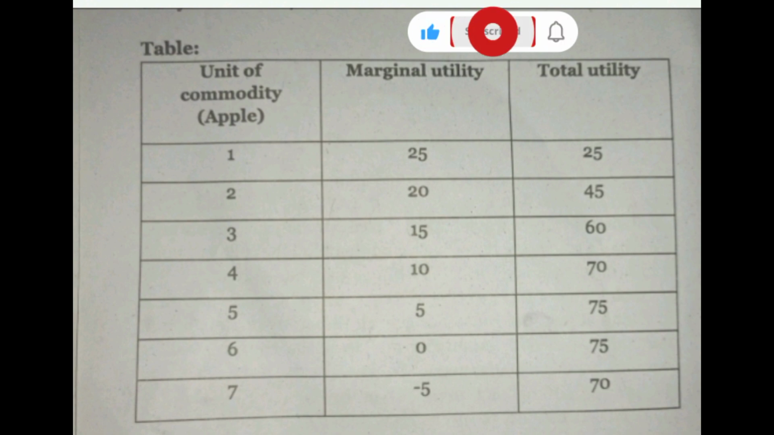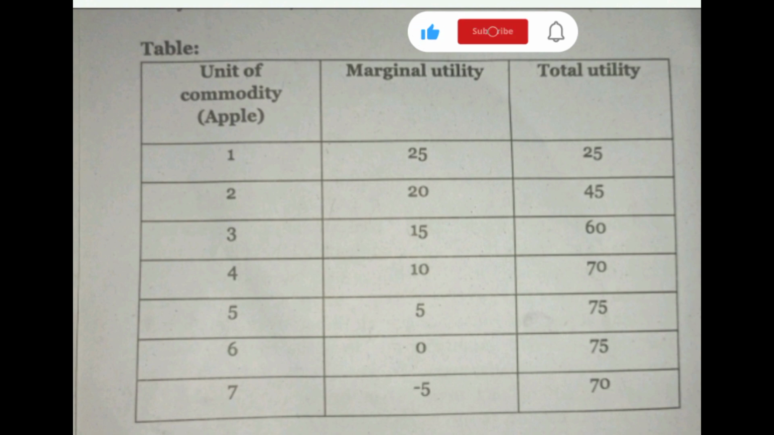a table which shows the units of a commodity, that is apple. Here we take the different units of apple in the first column, in the second column we take marginal utility, and in the third column we take total utility. First we use the first unit of apple, then our marginal utility is 25 and total utility is also 25 units. Now when we use the second unit of apple continuously, then our marginal utility decreases from 25 to 20 units, and total utility increases from 25 to 45 units, and so on.